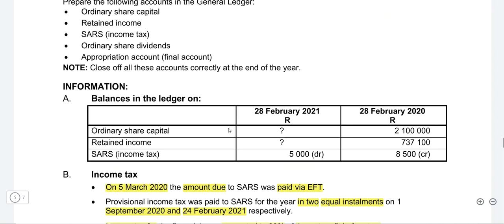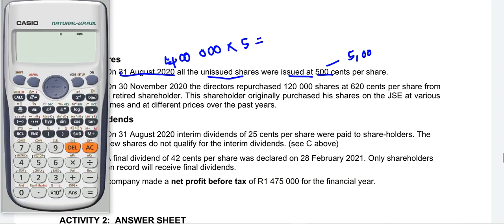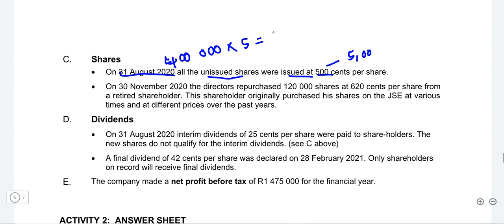Okay, so when we do that, we are going to say 400,000 multiplied by 5. Let's do it quickly. 400,000 multiplied by 5 is giving us 2 million. So it means that we will get 2 million from the issue of the shares.